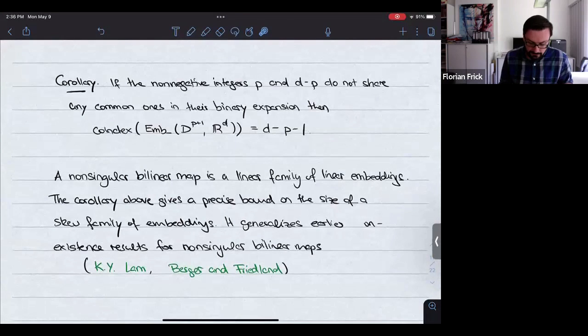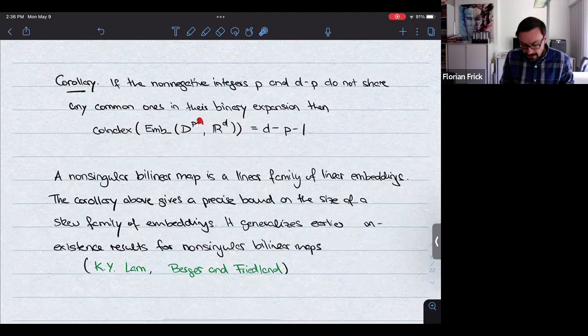Now, as a corollary of what we did, we get: if the non-negative integers P and D minus P do not share any common ones in their binary expansion, then the coindex of this embedding space of a P plus 1 dimensional ball into R^D is precisely D minus P minus 1.